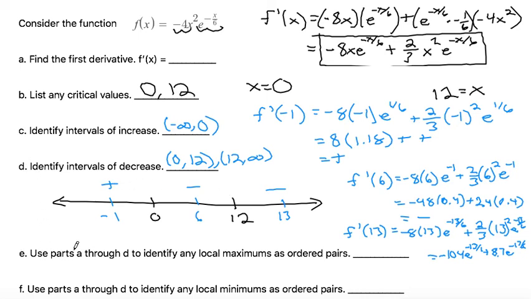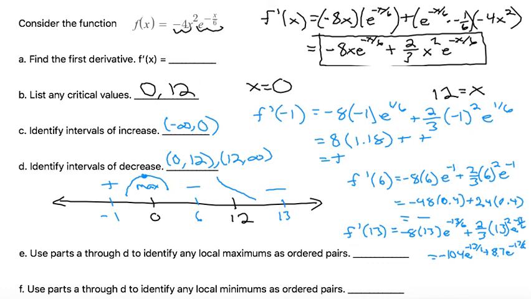For part E, we need to use parts A through D to identify any local maximums as ordered pairs. If we change from increasing to decreasing, that would be a maximum. But if we change from decreasing and we continue decreasing, that would not be a maximum or a minimum. So we only have one maximum. It occurs where x is equal to 0, but we need to show the ordered pair.